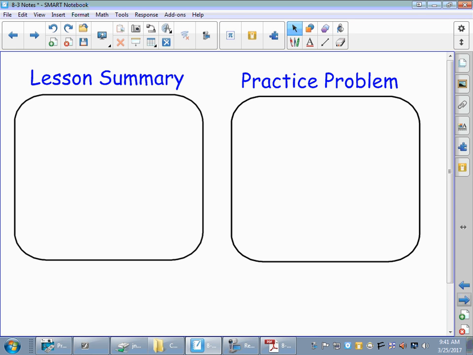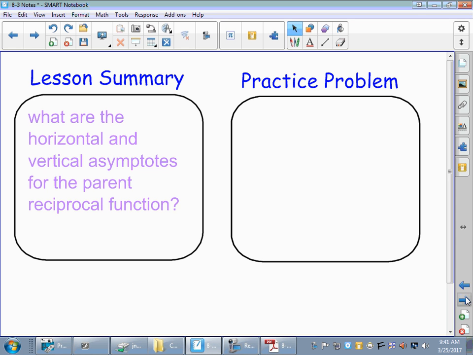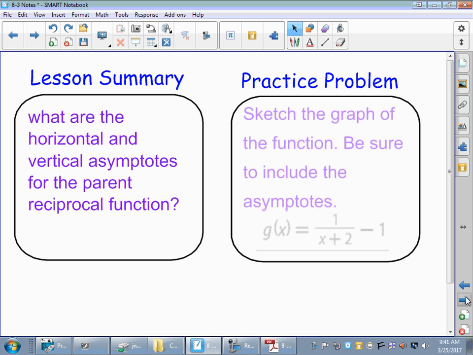So what I'd like you to do, I want you to give me the horizontal and vertical asymptotes of the parent function. So that's the equations. It's a vertical and a horizontal line. And then I want you to just sketch the graph of the function and be sure to include those dotted lines to help you out. Good luck.